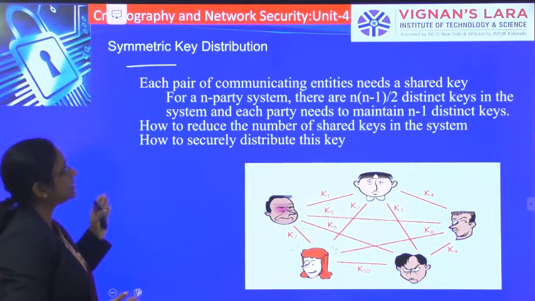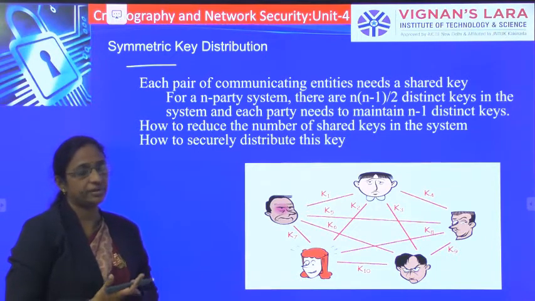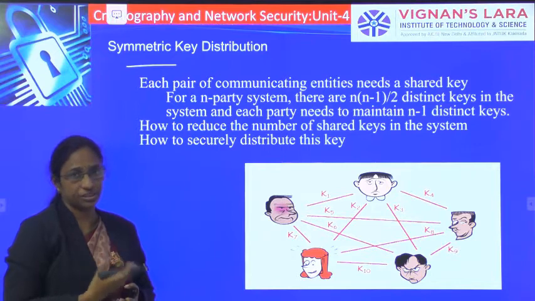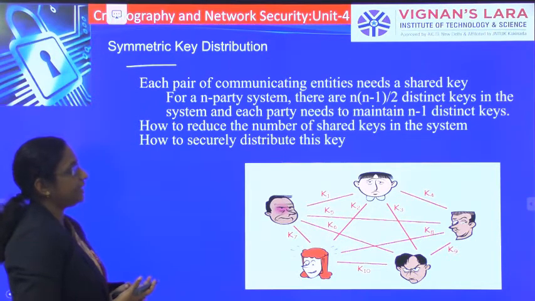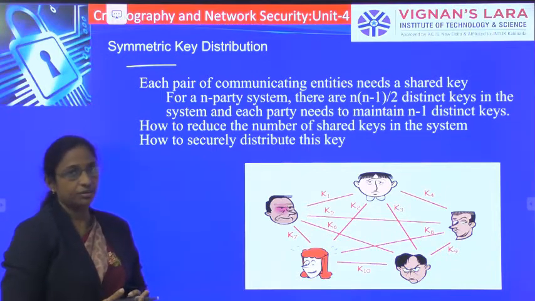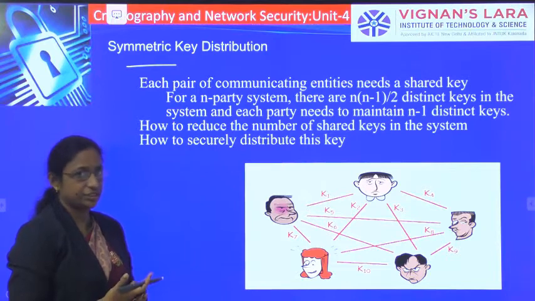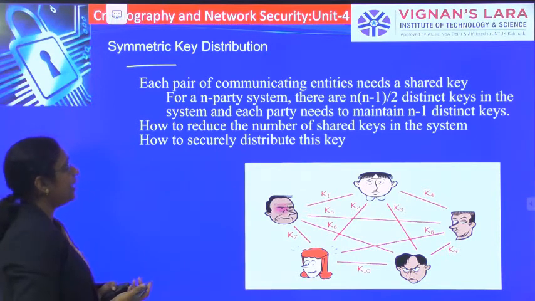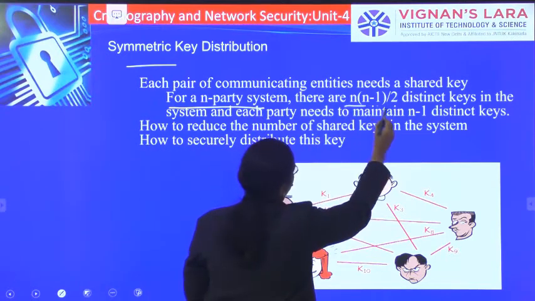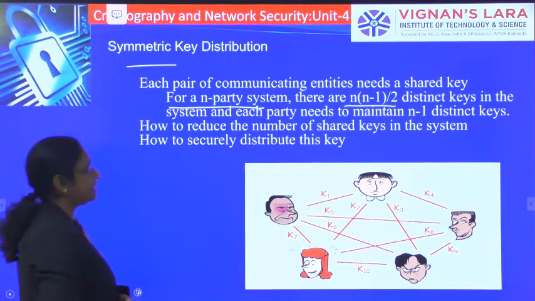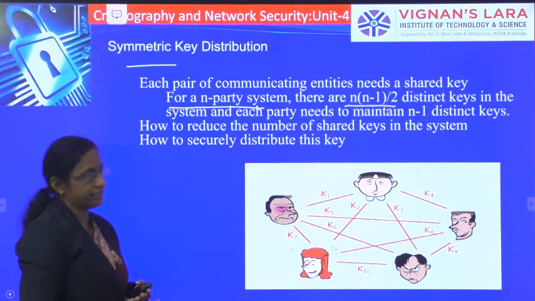Whatever key the sender and the receiver are using has to be distributed secretly. Each pair of communicating entities needs a shared key. Whatever key is required, both sender and receiver have to share it. For an n-party system, there are n(n-1)/2 distinct keys in the system, and each party needs to maintain n-1 distinct keys.